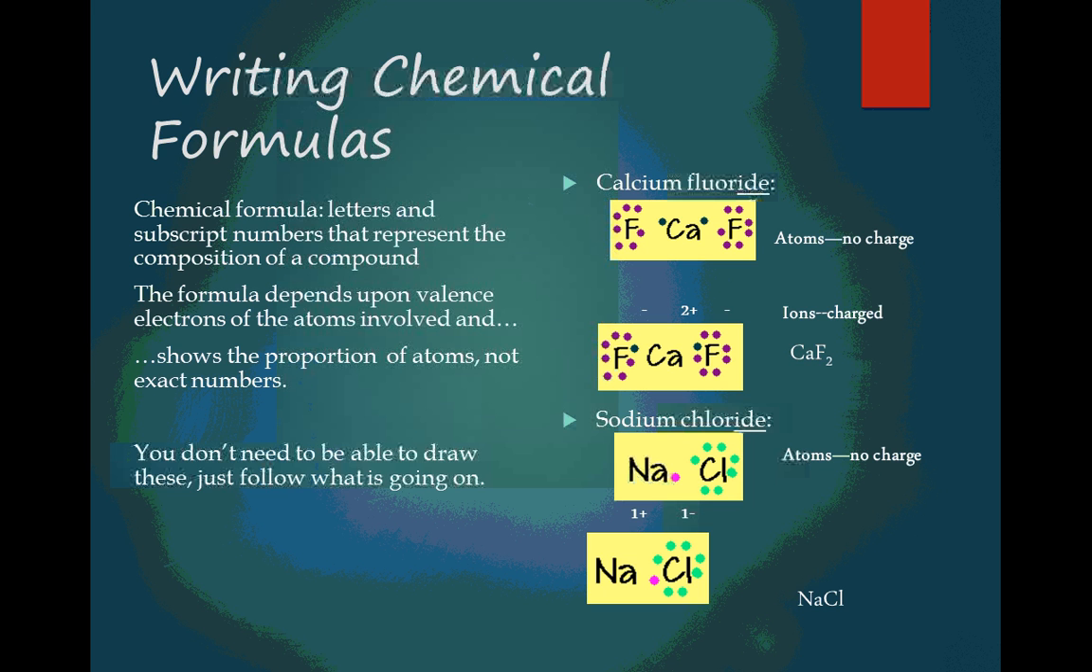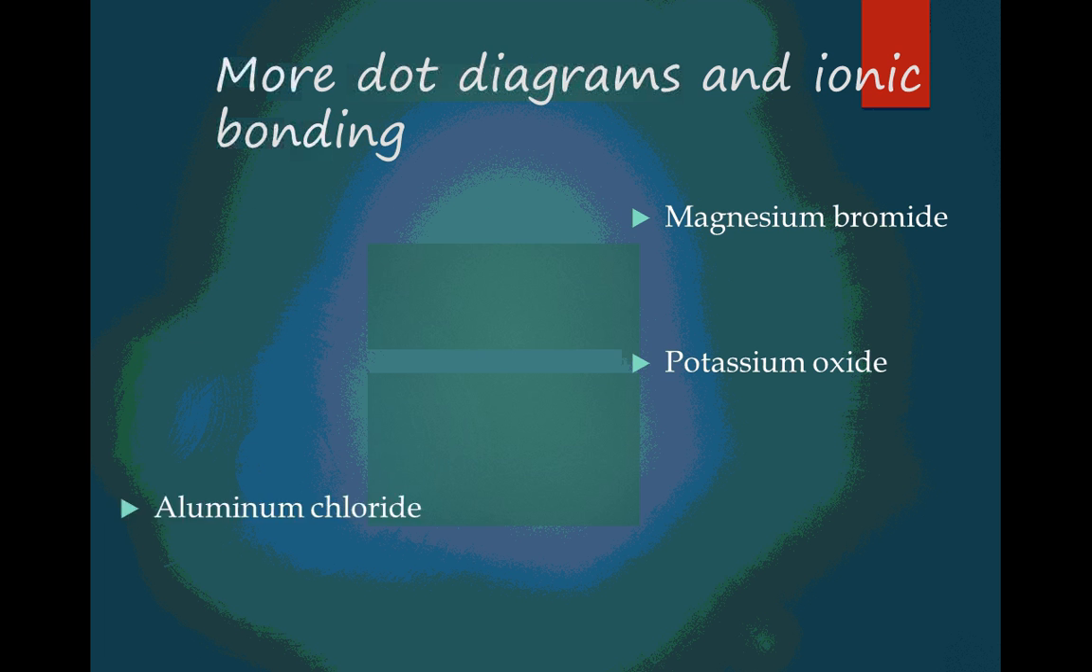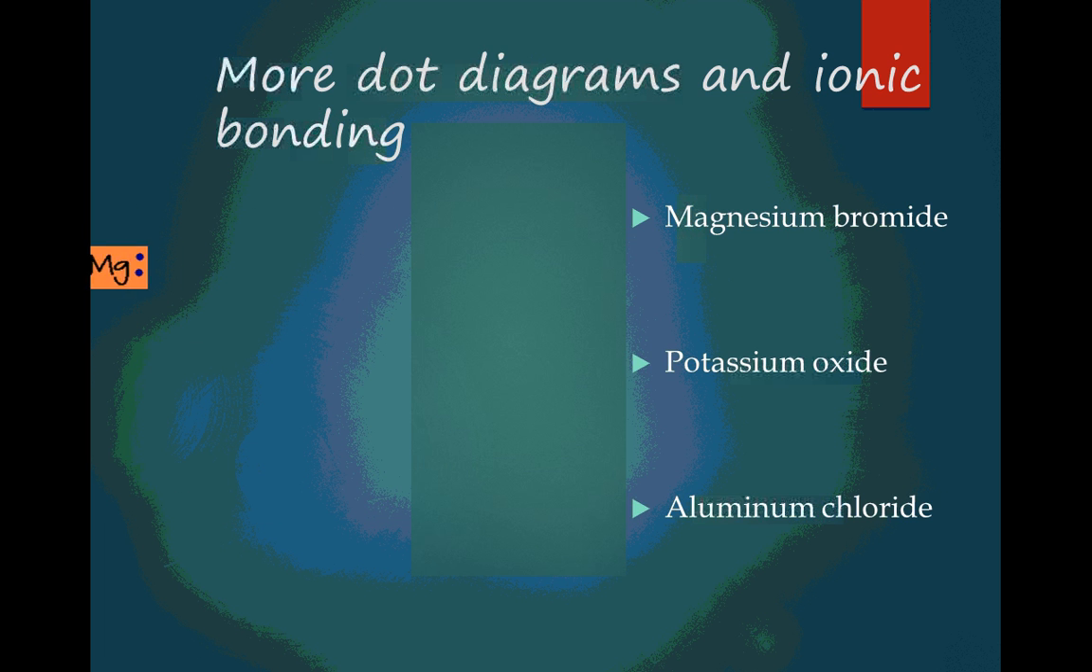So in writing the formulas, you see that because we had 1 calcium for every 2 fluorines, we write the formula CaF2 because it's 2 fluorines for 1 calcium. In this case, we have 1 sodium for every 1 chlorine. So the formula is just NaCl for sodium chloride. Here's a few more examples, and I'll talk through them.